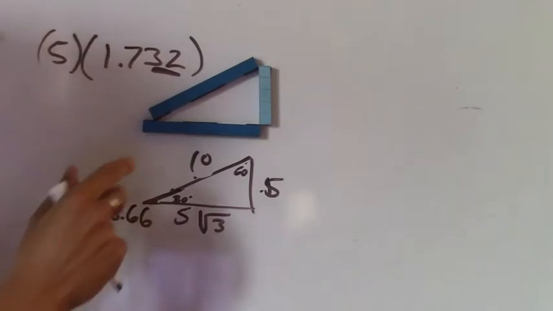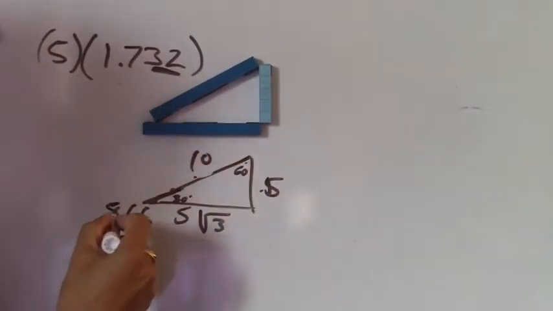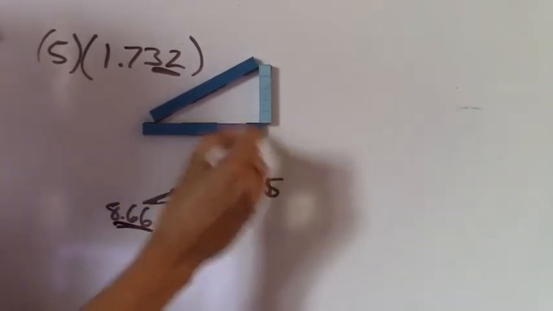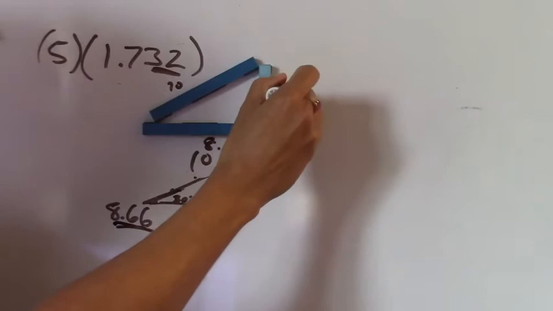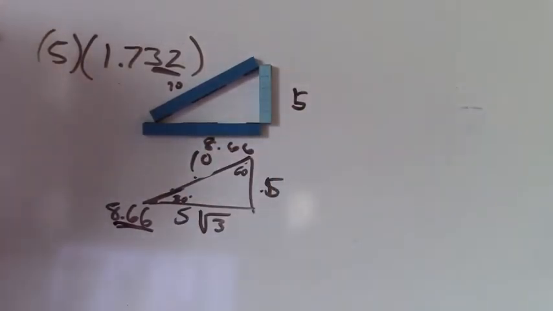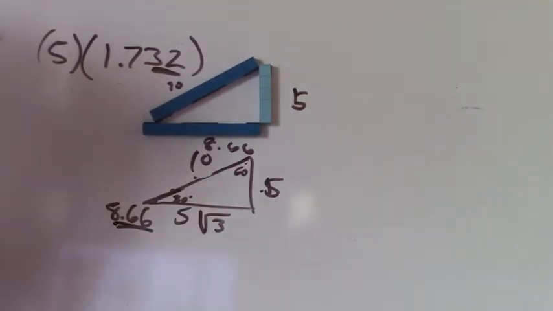Okay, so in order for this to be a 30-degree angle, this right here needs to be about 8.66. This is 10. This is 5, obviously. So 8.66, it's almost 9. Do you see what I'm getting at here?